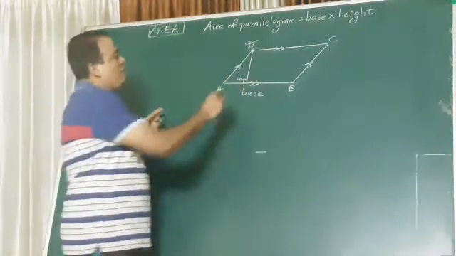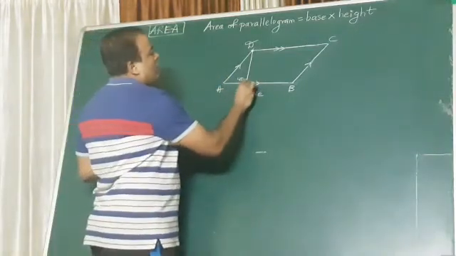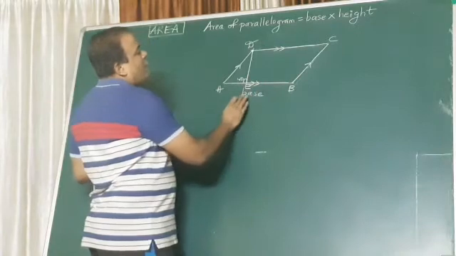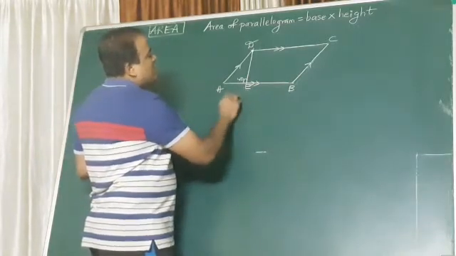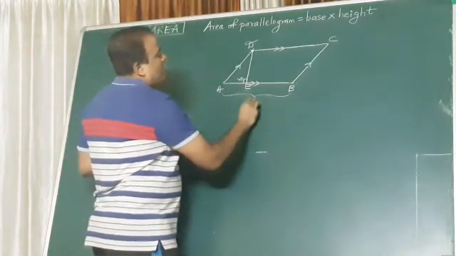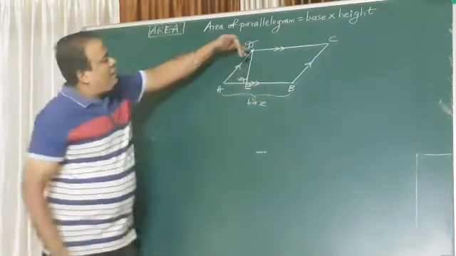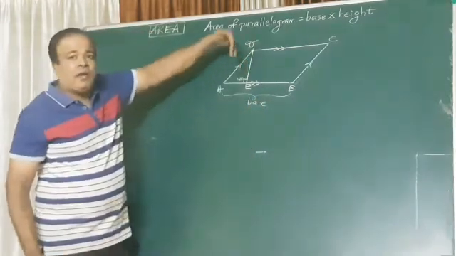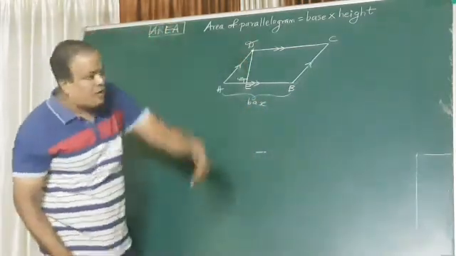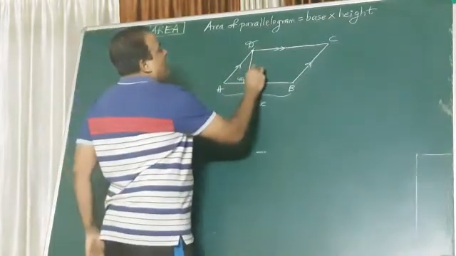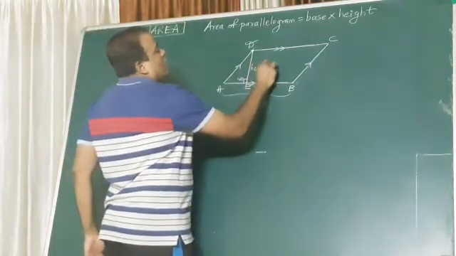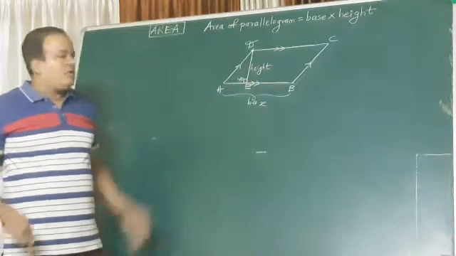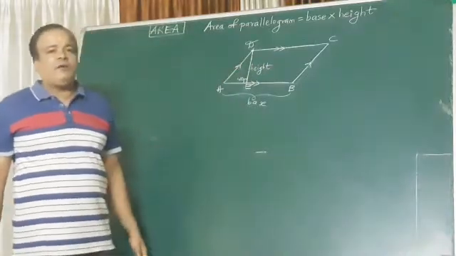So this, let's say I call it DE. Who's my base? My base is AB, and DE, which is drawn perpendicular, 90 degrees, straight vertically downwards, becomes my height. I hope this is clear. What is base and what is height and what is a parallelogram?